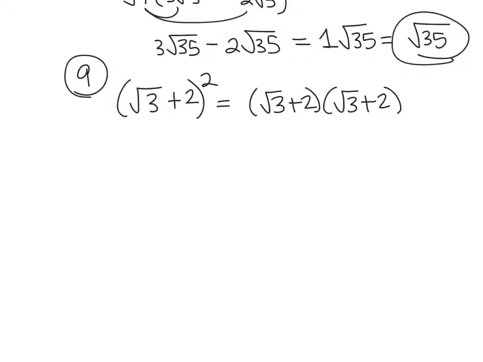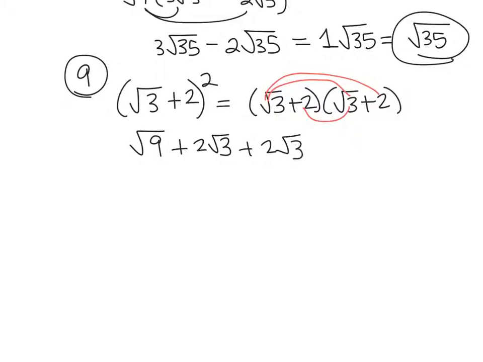So now we can FOIL, and we have square root of 3 times the square root of 3, which is the square root of 9. And then we have the square root of 3 times 2, which would be plus 2 root 3. And then 2 times the square root of 3, again, plus 2 root 3. And finally, 2 times 2, which is 4.